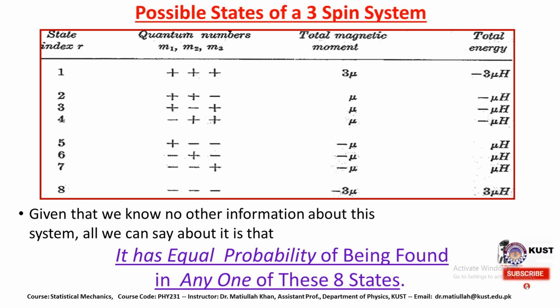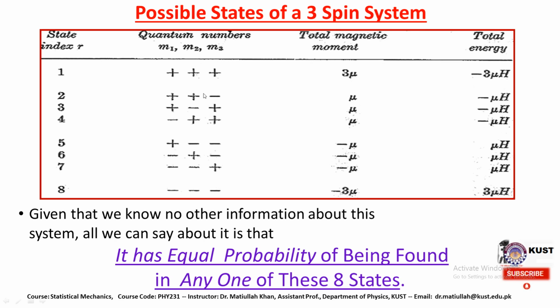If we consider that the number of particles is equal to 4, then the number of microstates will be 2 to the power 4, and that will be equal to 16. So it is very clear that if we increase the number of particles, the number of microstates increases, and correspondingly the value of energy, the total magnetic moment and the total energy change.